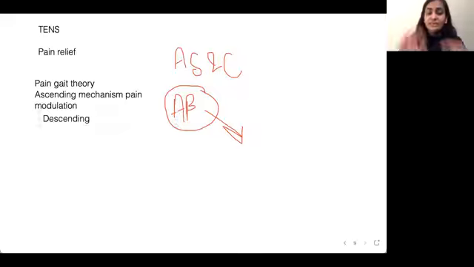Descending is the second mechanism of pain modulation. What happens here is, let's say you are giving a big, very painful pinch. This is called a noxious stimulus. What does the brain register? The brain registers this noxious stimulus. Now, our body has its own opioids, which are called endorphins and enkephalins. These are our body's own opioids that get released to reduce the pain.